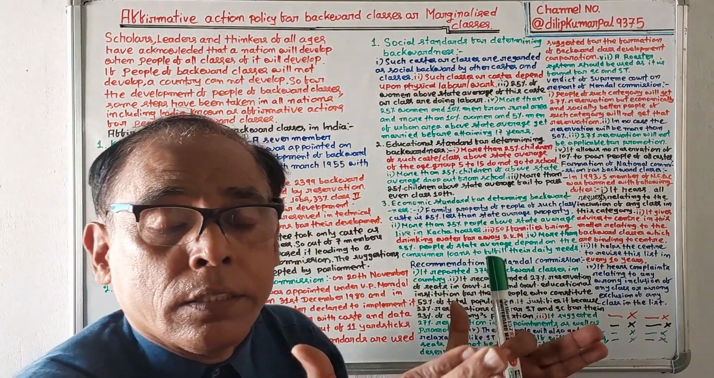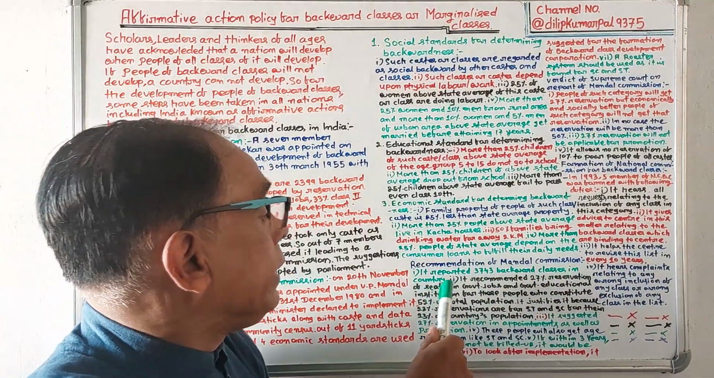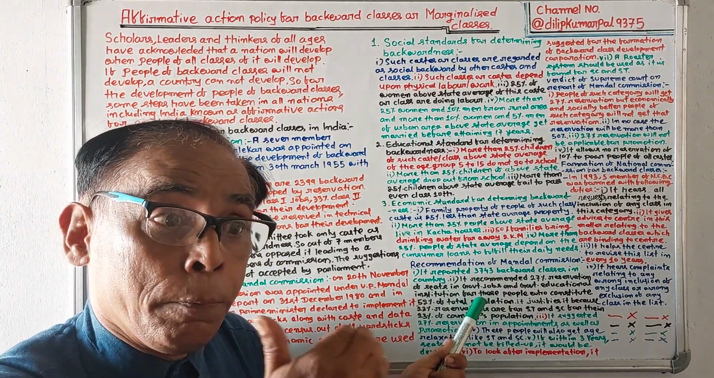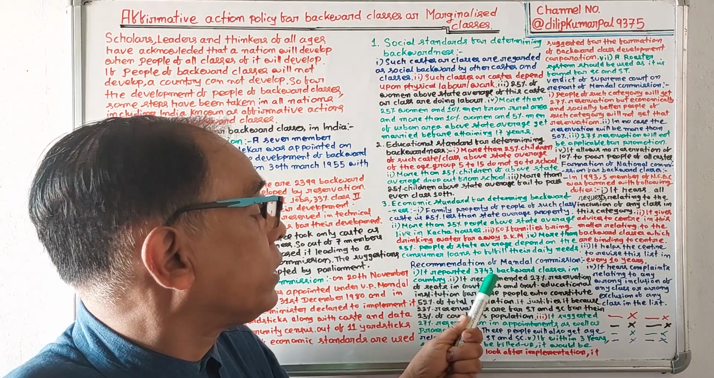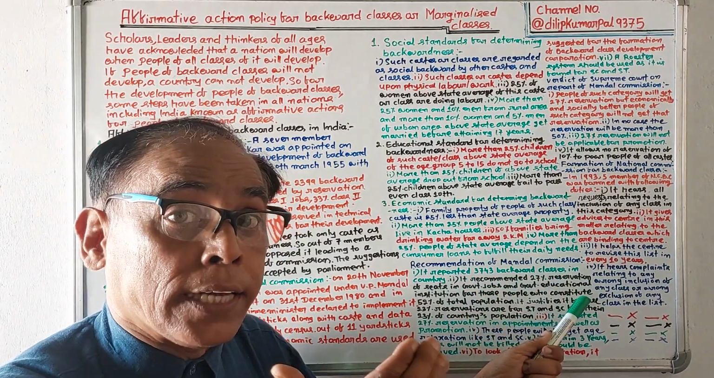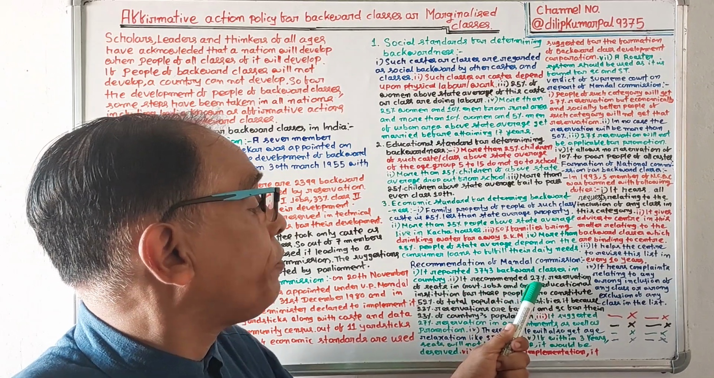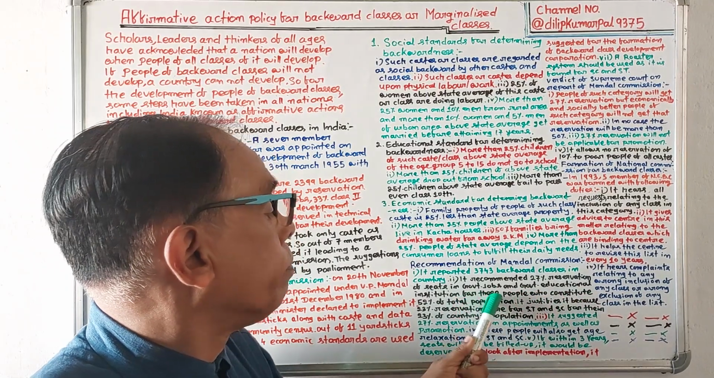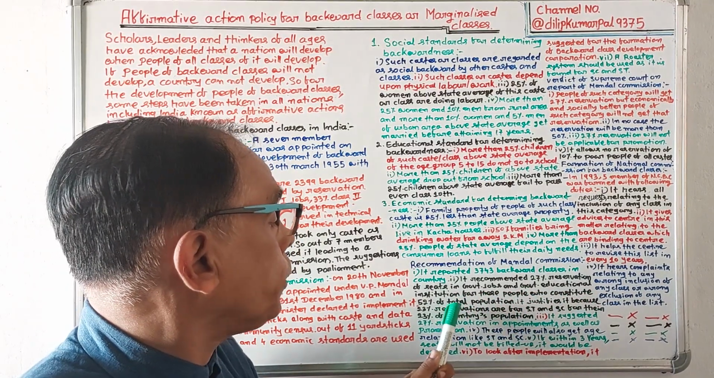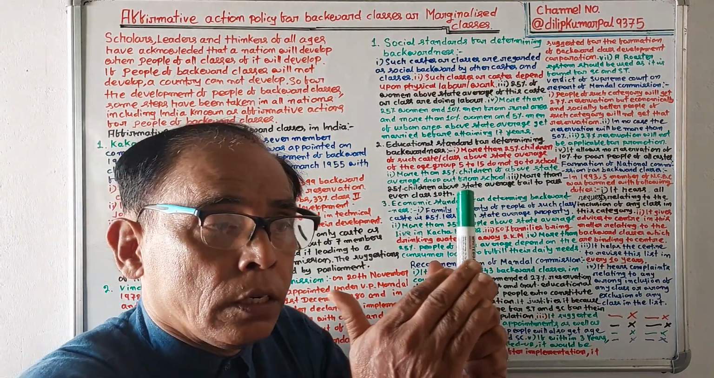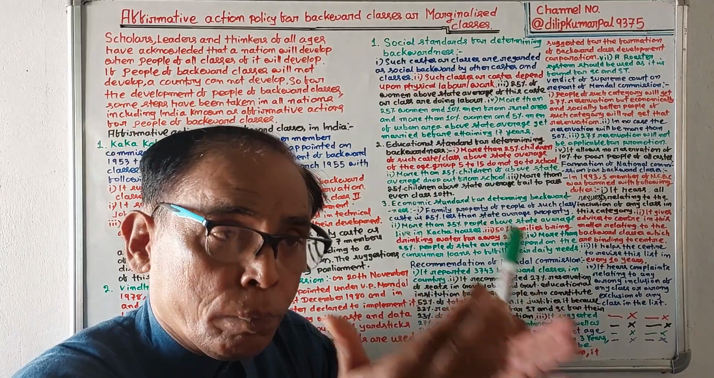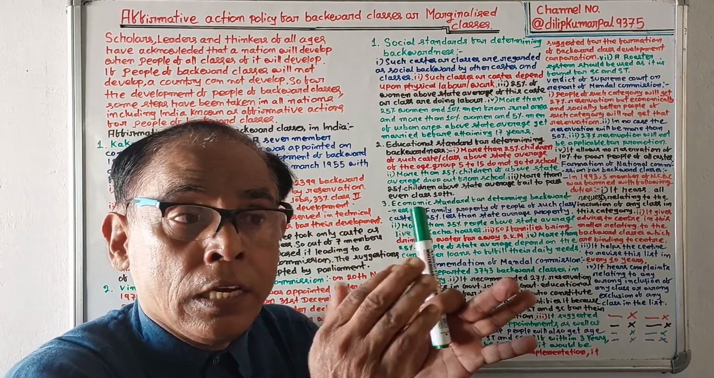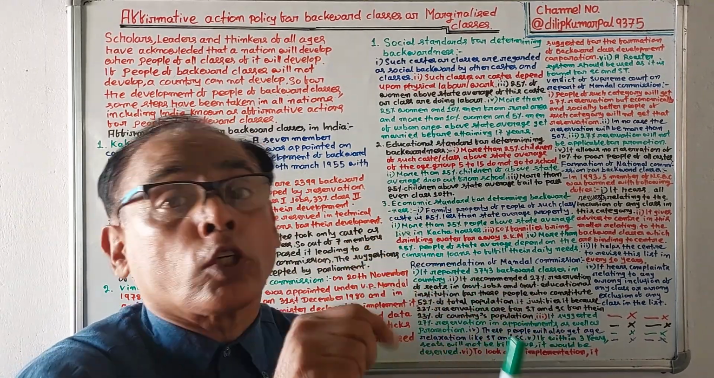What recommendations has this commission given? Number one, it reported 3743 backward classes in India. It recommended 27% reservation of seats in government jobs and government educational institutions for those people who constitute 52% of the total population.